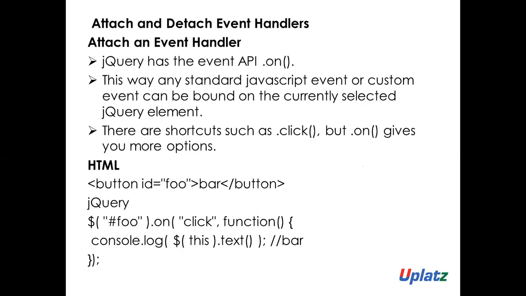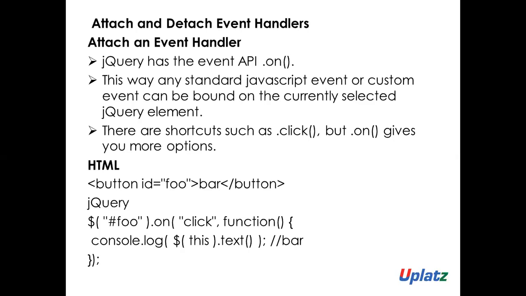jQuery has an API, on. This way, a standard JavaScript event or custom event can be bound on the currently selected jQuery element. There are some shortcuts as well, such as click, but on gives you more options and detail about that event handler.